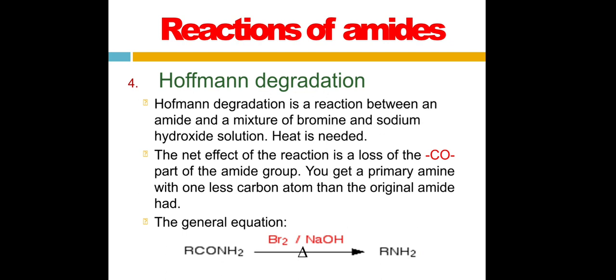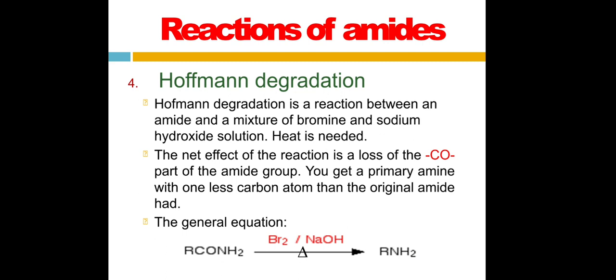Fourth is Hofmann degradation. Hofmann degradation is a reaction between an amide and a mixture of bromine and sodium hydroxide solution. Heat is needed. The net effect of the reaction is a loss of CO, part of the amide group. You get a primary amine with 1 less carbon atom than the original amide had.